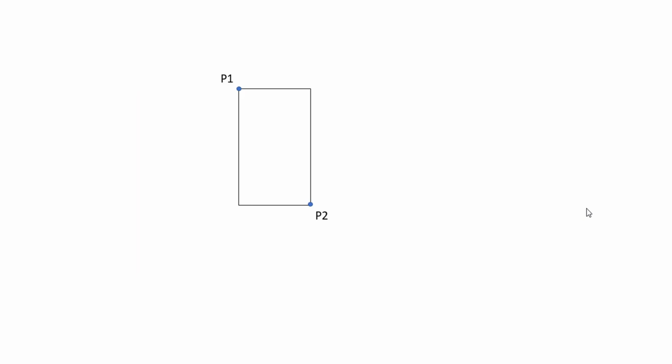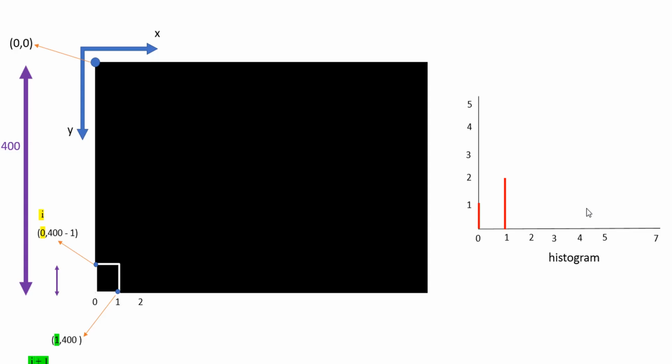I will draw histogram bins as rectangles. To draw rectangles in OpenCV, we have to select points P1 and P2. Let's suppose we have the histogram on the right. For bin 0, we have to draw this rectangle.